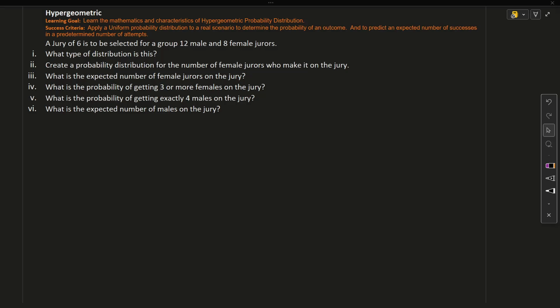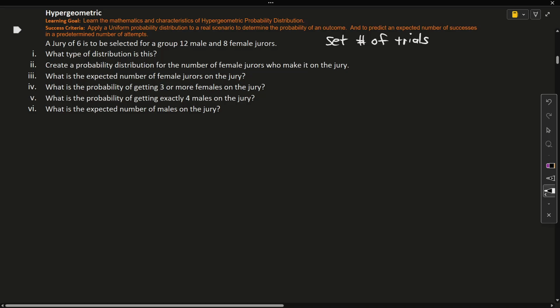All right. So today we're looking at the hypergeometric probability distribution. We know that this is hypergeometric because, well, it says on the top, but also because this is a set number of trials, and the number of trials is 6, because a jury of 6 is to be selected. We know that it's dependent.